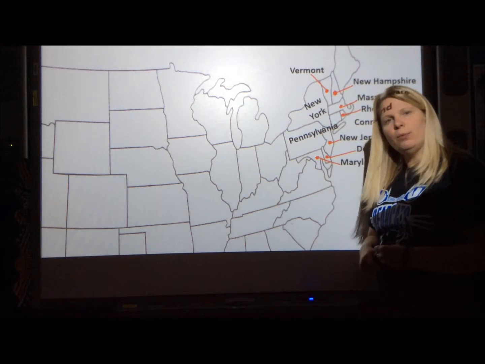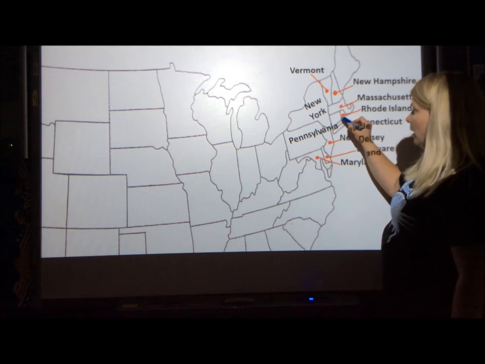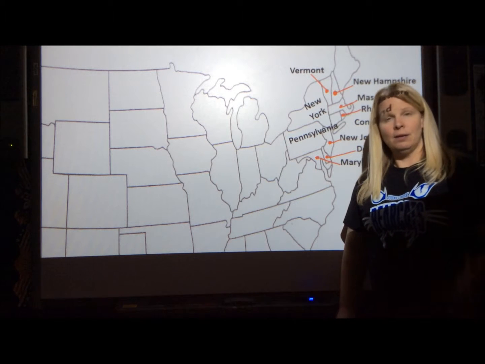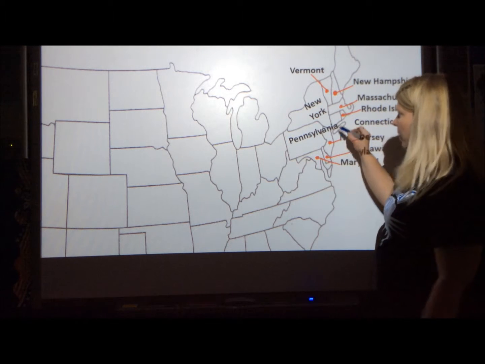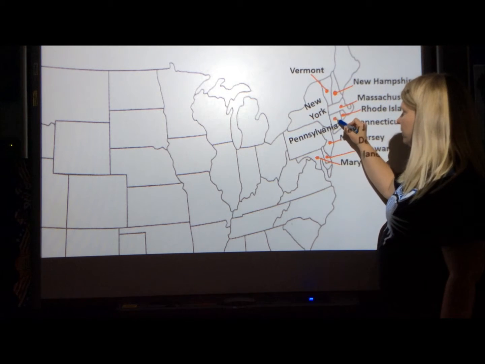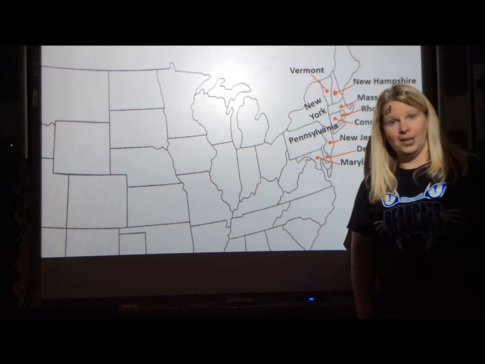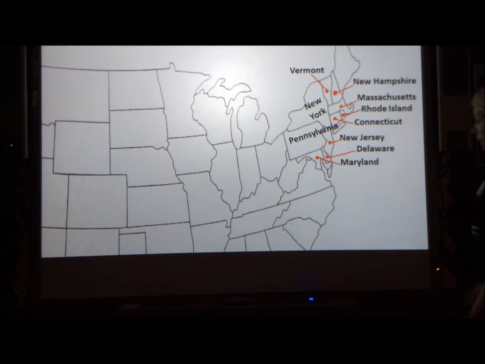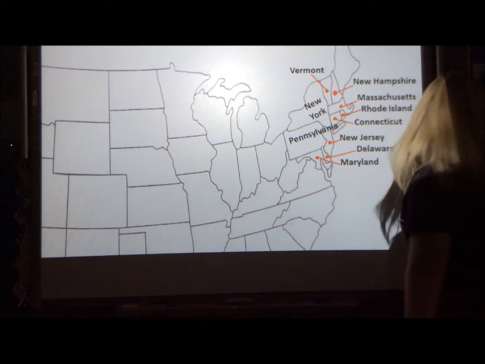Connecticut. A lot of people get Connecticut and Rhode Island confused. They're side by side. Remember, Rhode Island is the smallest, and that might help. But Connecticut is this one. Dot, line. There you go. It's Connecticut. And the last one.